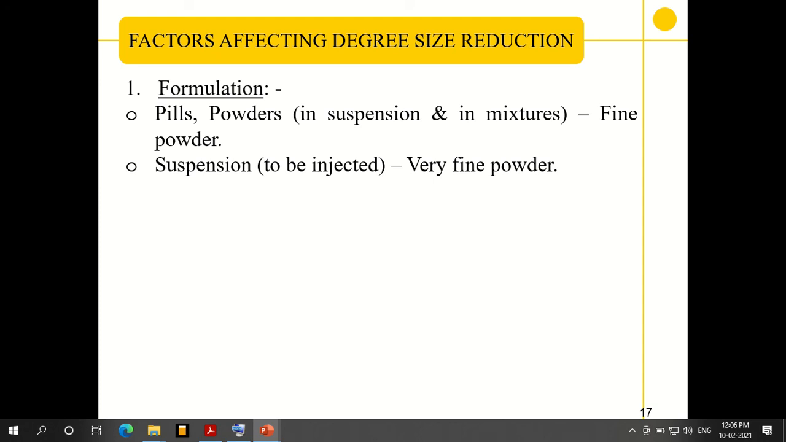So in this it will vary. We can see the suspension either for oral use or for injection. If it is for injection, it will be an even finer powder. So that is all dependent.